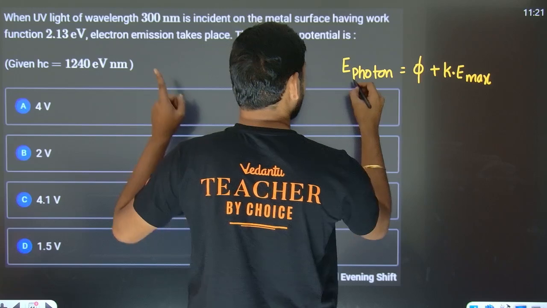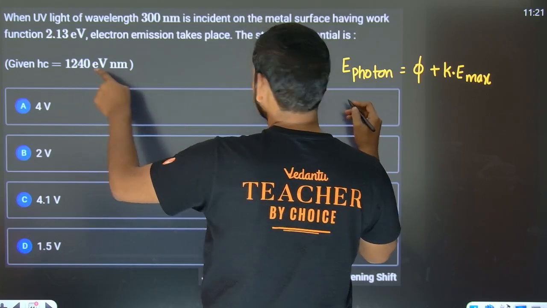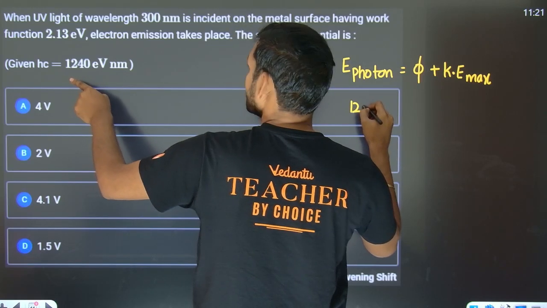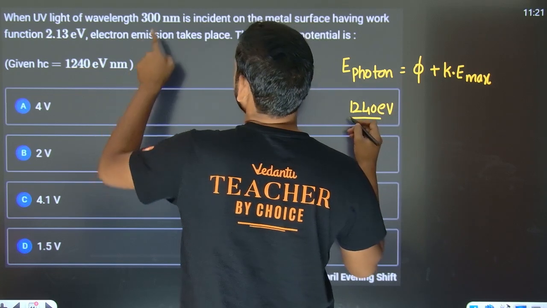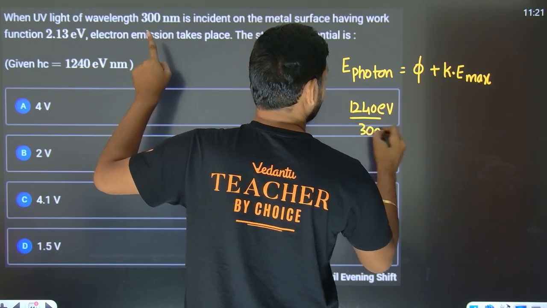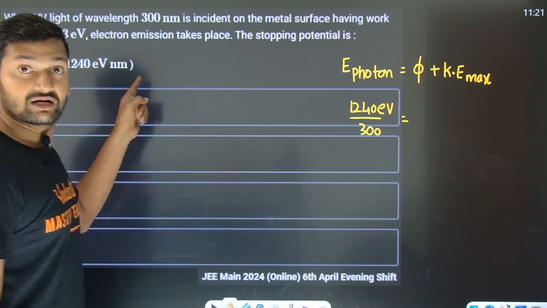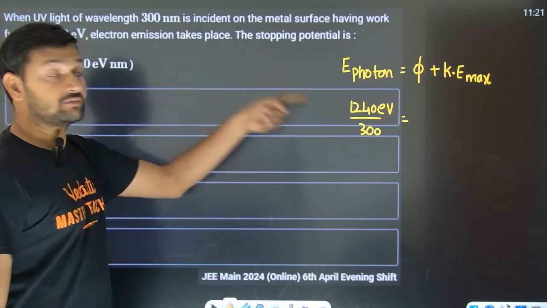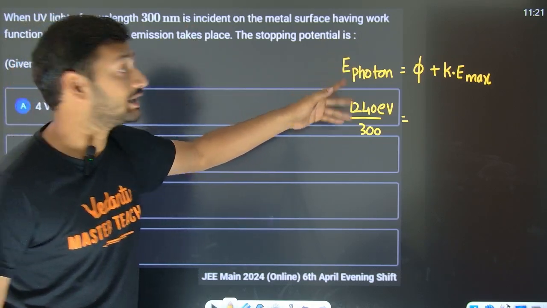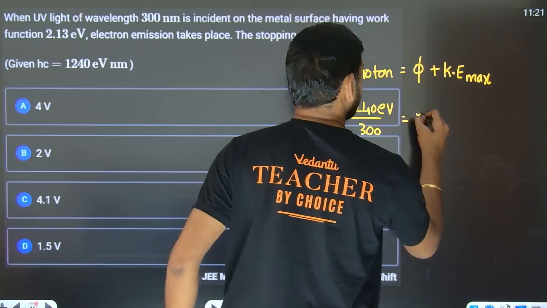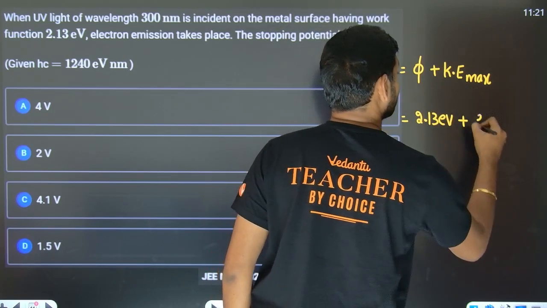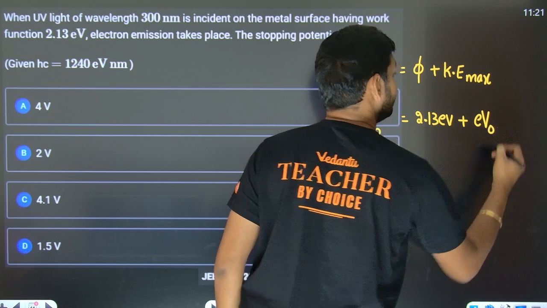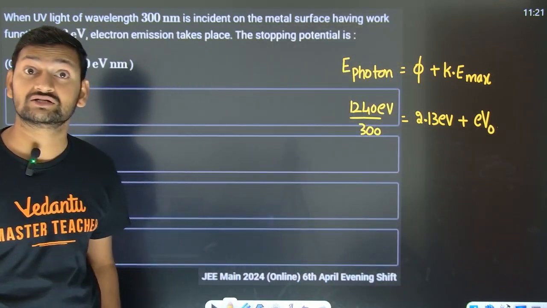So if you talk about energy of photon, they gave the hc value. So you can say 1240 eV divided by 300 nanometer. In the denominator also you will put nanometer, so nanometer gets cancelled out. What is the work function? 2.13 electron volt, and maximum kinetic energy can be written as eV naught, where V naught is the stopping potential.